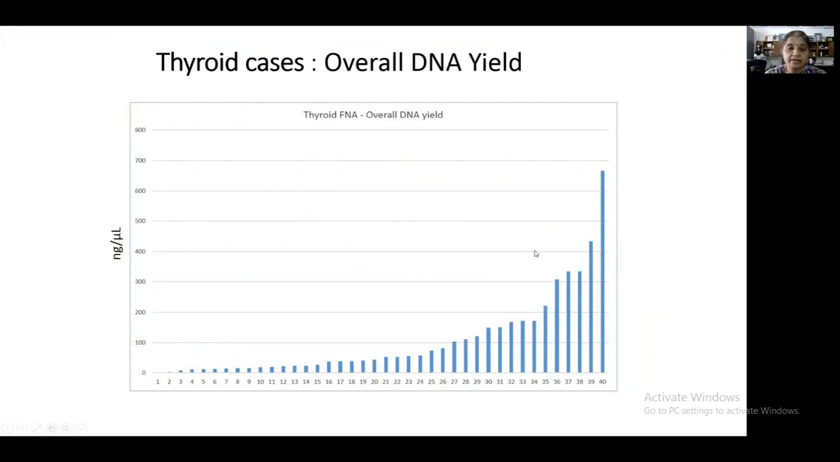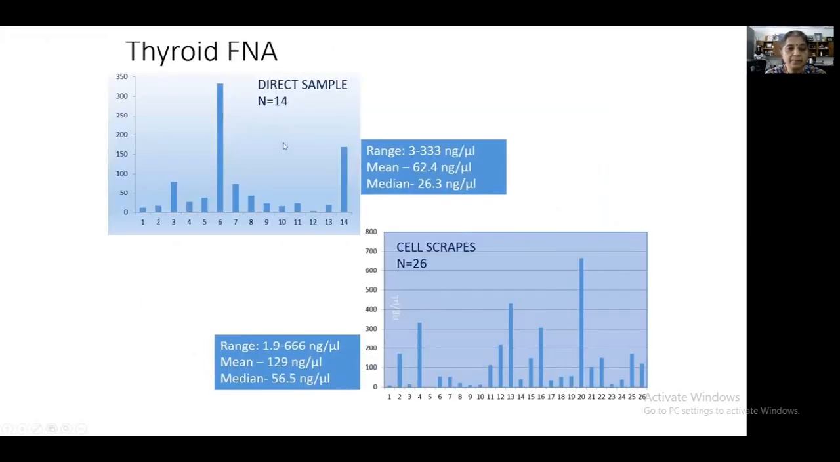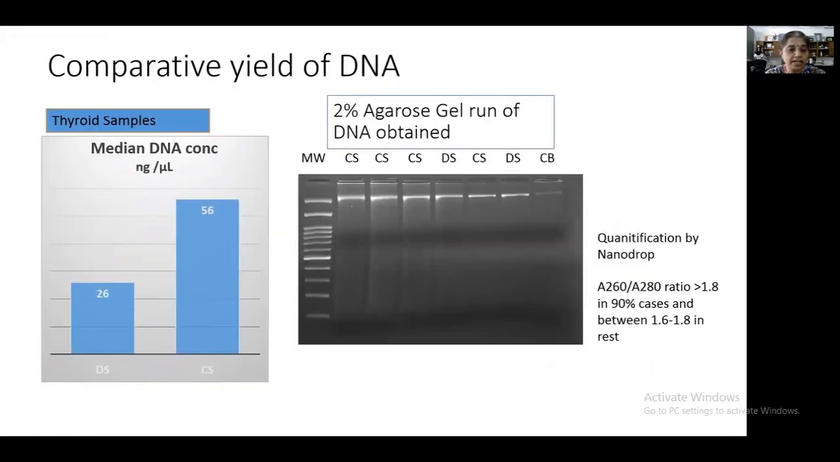So from our data, the overall DNA yield in thyroid is pretty good, although some cases may not give you a very good yield, but generally the yield is good. And when we compare the direct sample with the cell scrapes, you can see here that cell scrapes do very well. So here the mean is 62 versus a mean of 129, median 26 and median of 56 nanograms per microliter. So cell scrapes, or cytoscrapes as we call them, are excellent for yield of DNA.